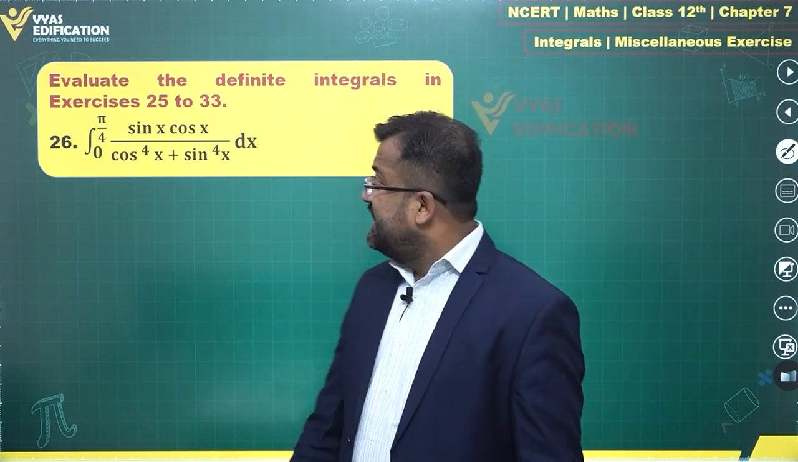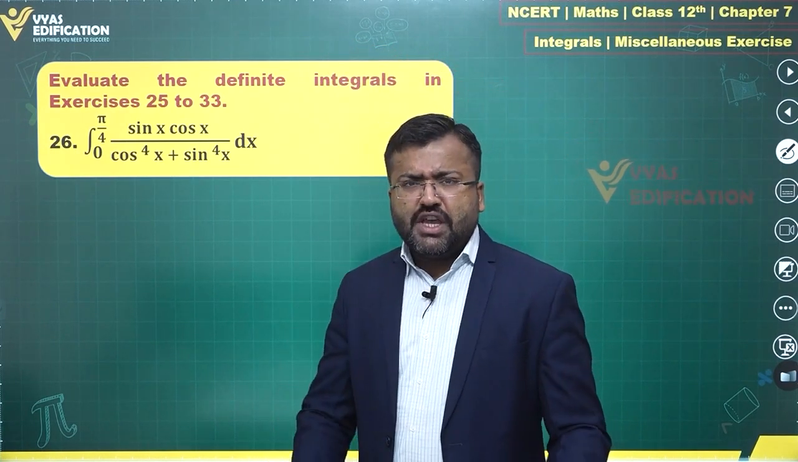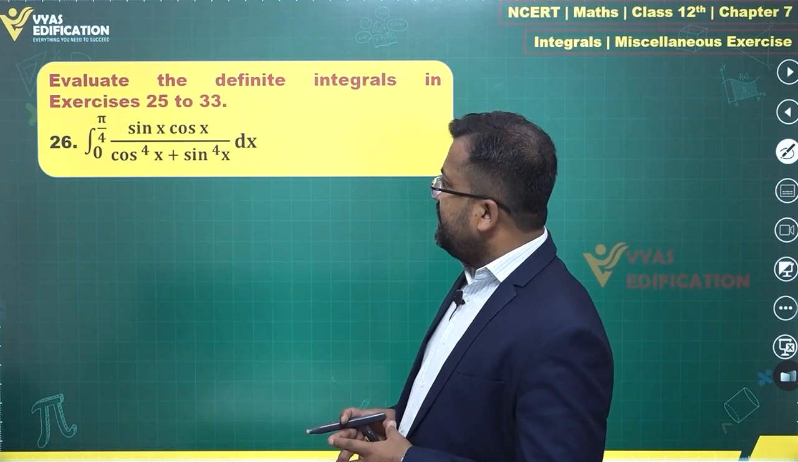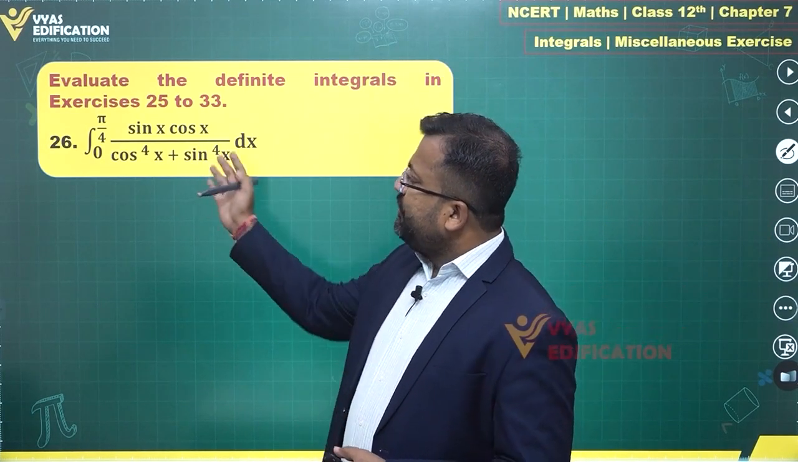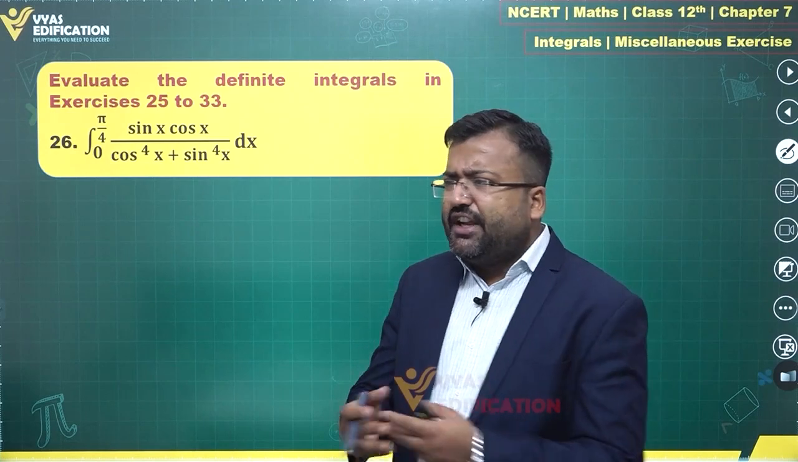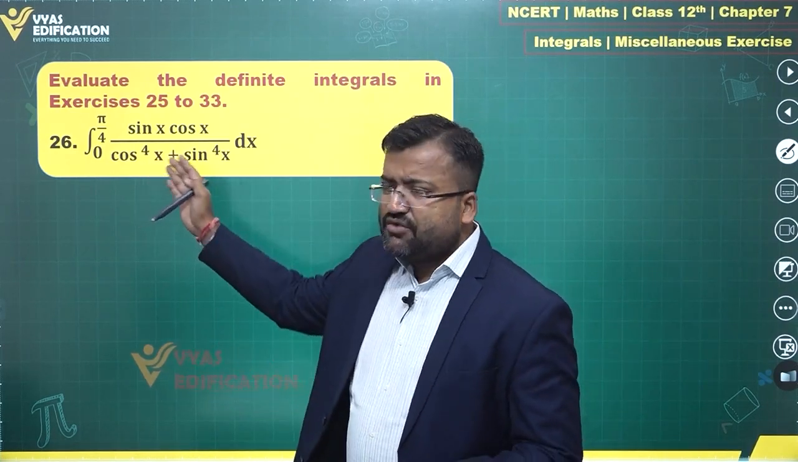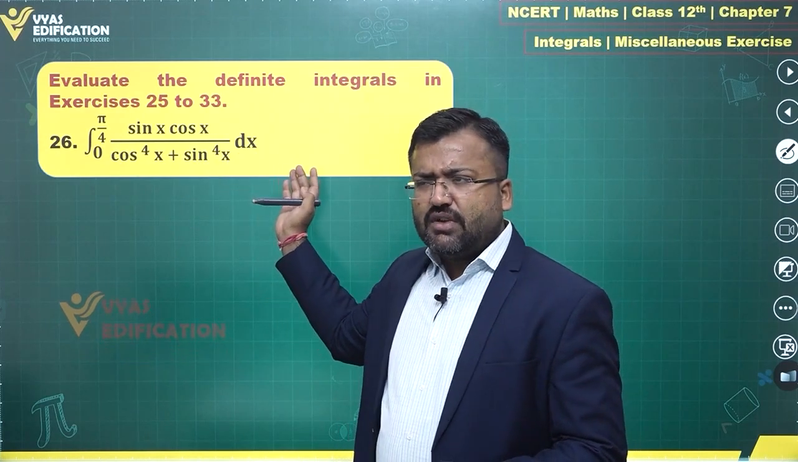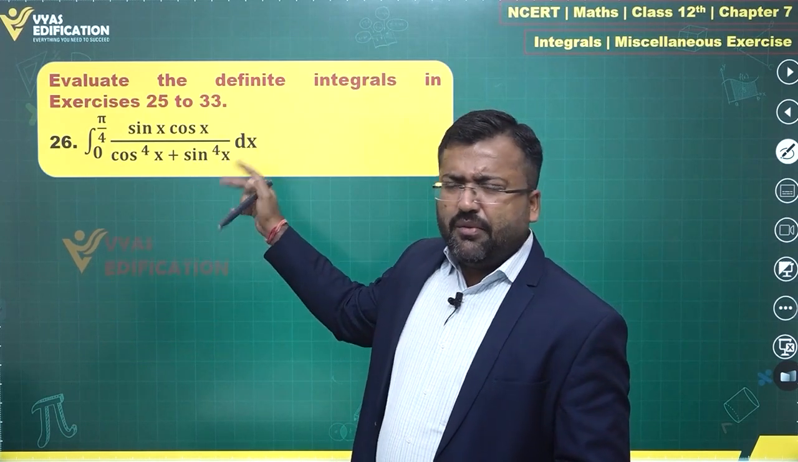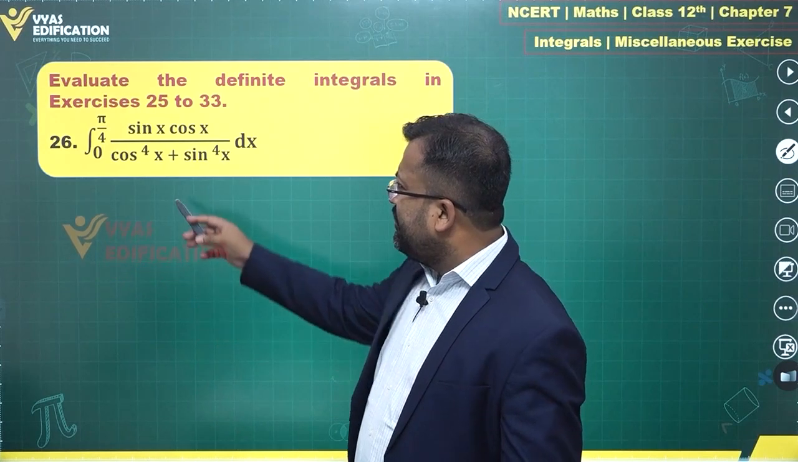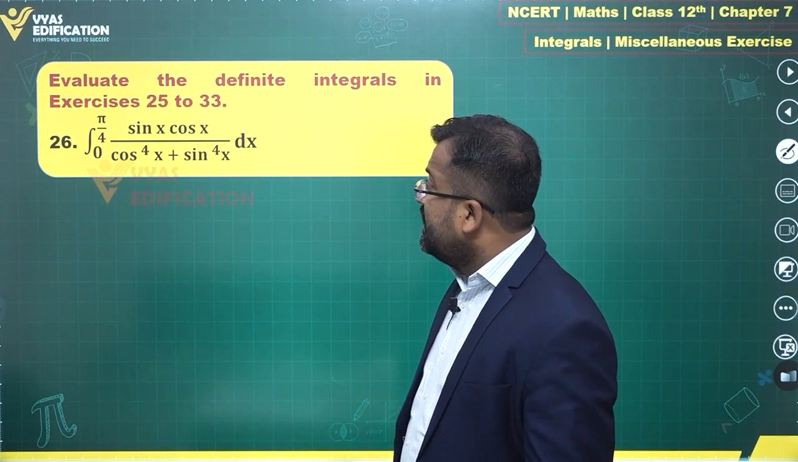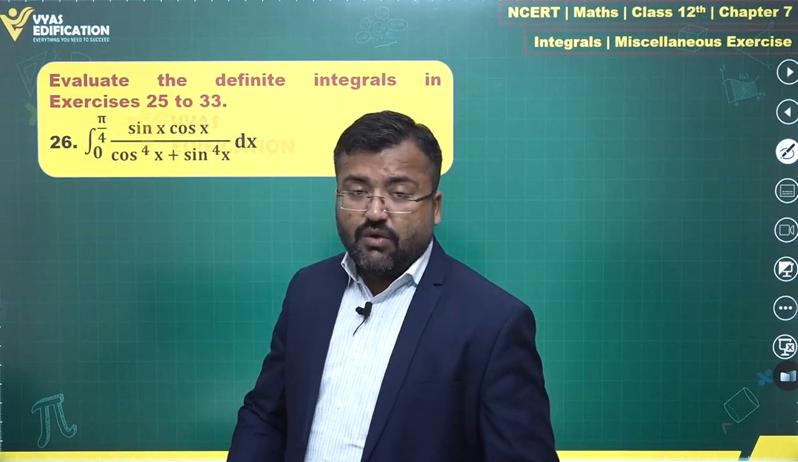Can I simplify this somehow? First of all, this cos power 4 plus sin power 4. One of the ideas is, okay, we can reduce this to a lower power. That is, we can write sin square plus cos square, whole square, minus 2 sin square x cos square x, but then that will be 1 minus 2 sin square x cos square x, an even more complicated form than what you have in the numerator, right? So that will not work wonders.